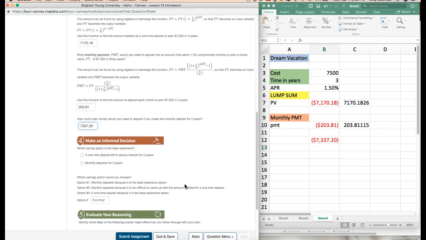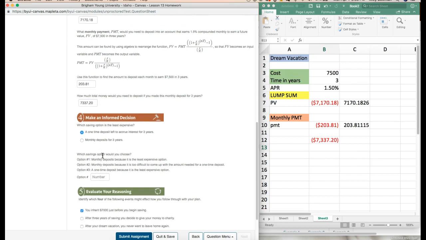Which saving option is the least expensive? We could save, or we could do the lump sum, which is $7,170, or the payment is $7,337. So the lump sum saves us a couple hundred. So I'm going to say the lump sum is the least expensive, or the one-time payment. And then, which savings option would you choose? So I could make monthly deposits. It is not the least expensive option.